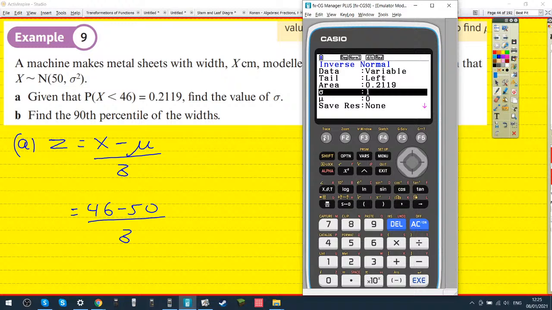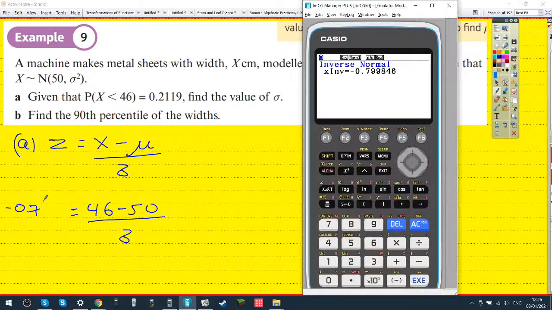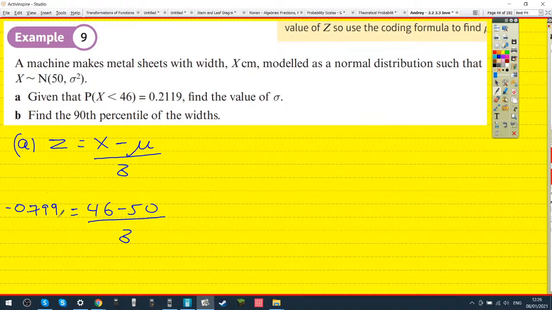And then mu is just mu. Oh no, sorry, d is d and mu is 50. In the standard normal, deviation is always 1, mean is always 0, and that allows us to work in reverse to find the z. And so now I got inverse normal as minus 0.799846. Okay, and so that is z minus 0, and so solve, and you can use calculator if you like.